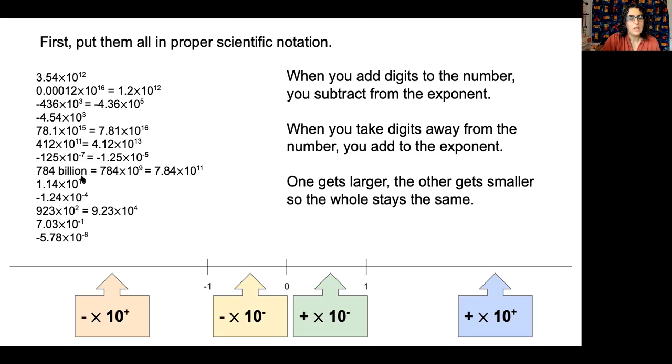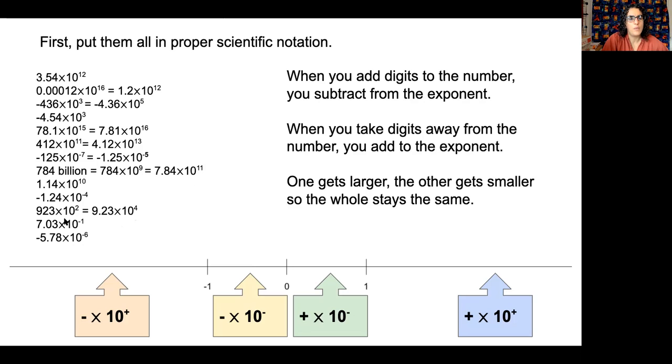7.84 billion. Billion means the same thing as times 10 to the 9th, so you can just take out the word billion and replace it with times 10 to the 9th. I think I said 7.84. It was actually 784 billion. So this becomes 784 times 10 to the 9th, or in proper scientific notation, 7.84 times 10 to the 11th.